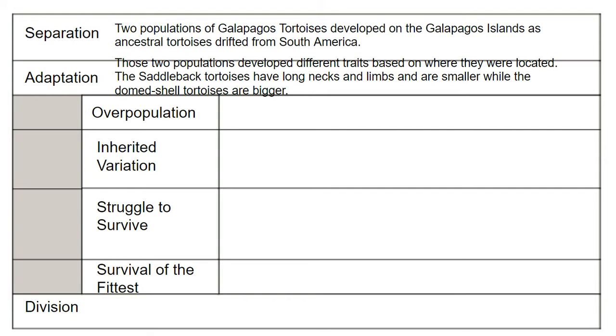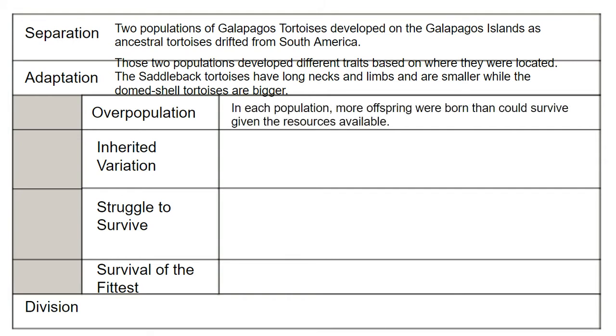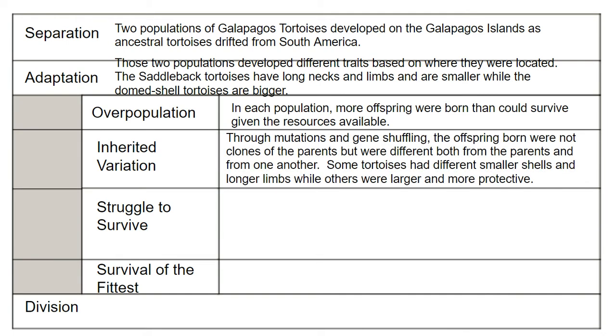When we talk about overpopulation, more offspring are born than can survive. Inherited variation, we need to talk about the differences in the offspring. Through mutations and gene shuffling, the offspring are not clones of the parents, but they're different from parents and from one another. Some tortoises have smaller shells and longer limbs, others were larger and more protective.